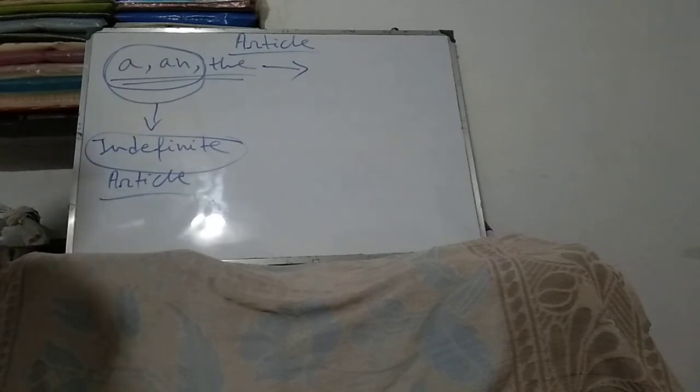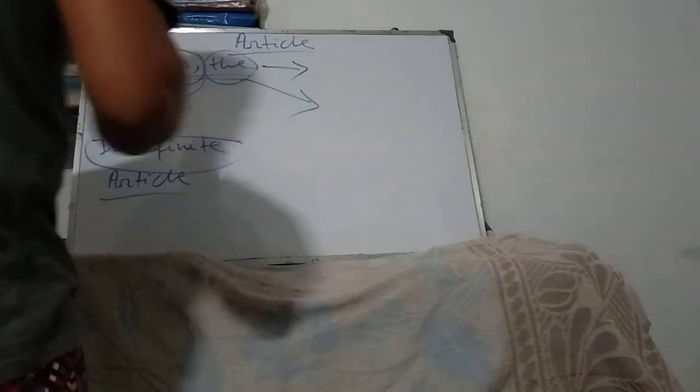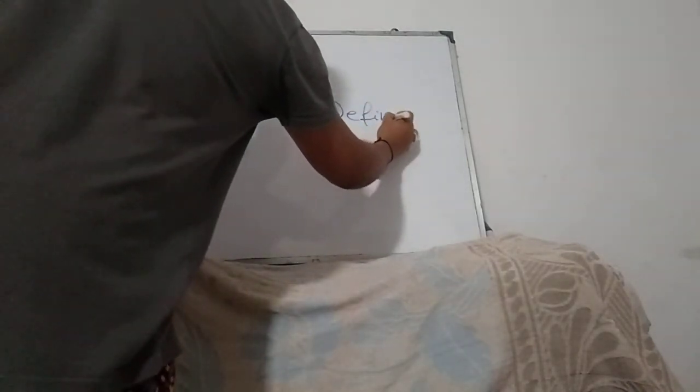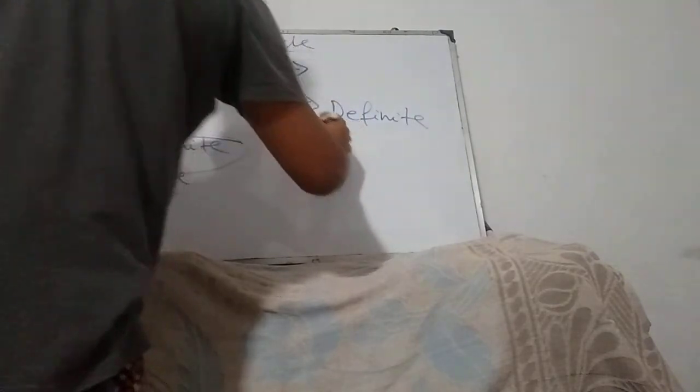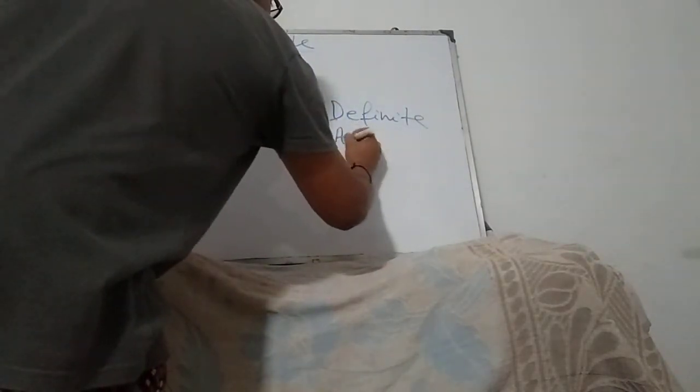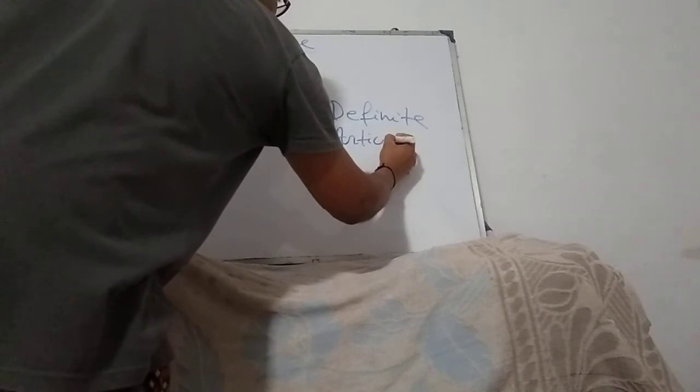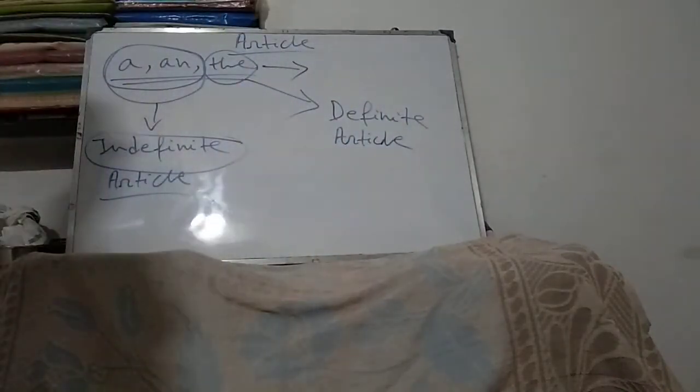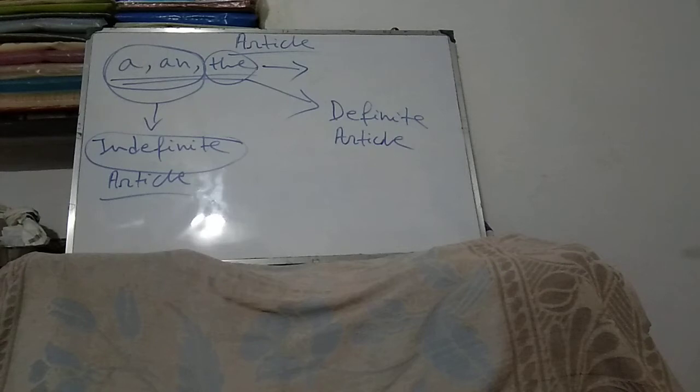And the is always used to refer to some particular thing or some definite thing. That's why the is called definite article. The is definite article and a or an is indefinite article.